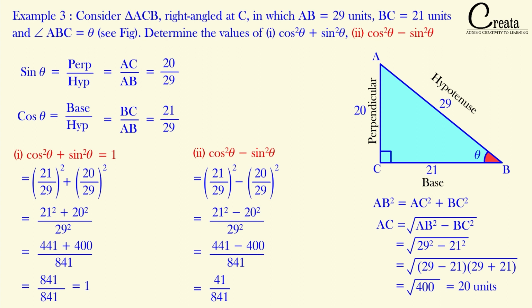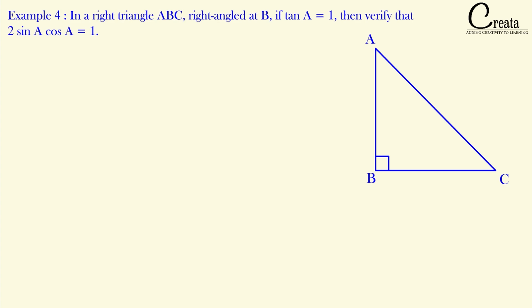So we have done with the question number 3. Let's move to question number 4. Let's move to next example. Example number 4. In a right triangle ABC, right angle at B, if tan A is equal to 1, then verify that 2 sin A cos A is equal to 1. So this is the question.